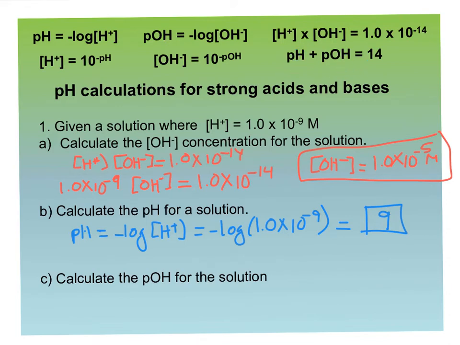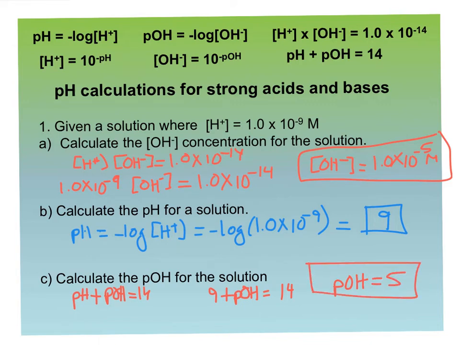So pH plus pOH equals 14. That means that 9 plus the pOH equals 14, so pOH is equal to 5. If you had used this equation right here, pOH is negative log of this, that would still give you 5. So you'd still get the same answer.